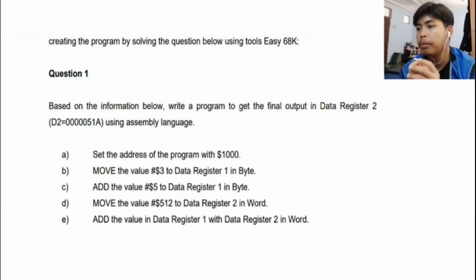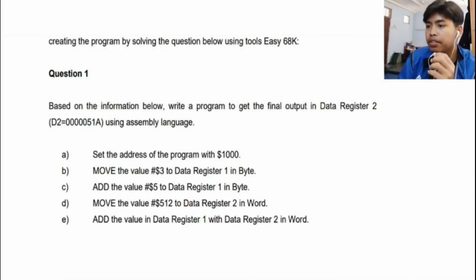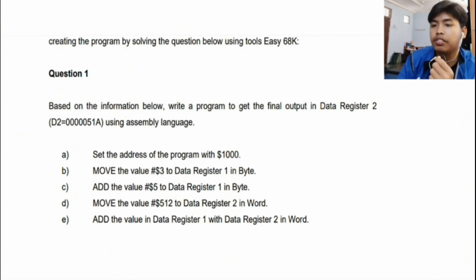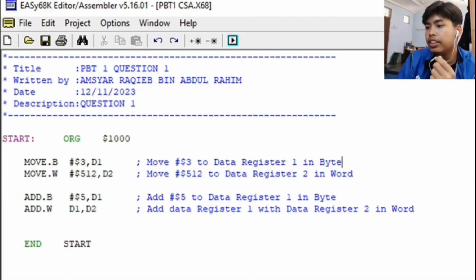Question 1. Based on the information below, write a program to get the final output in data register 2, D2 equal 0000051A, using assembly language. First, you need to insert the input.